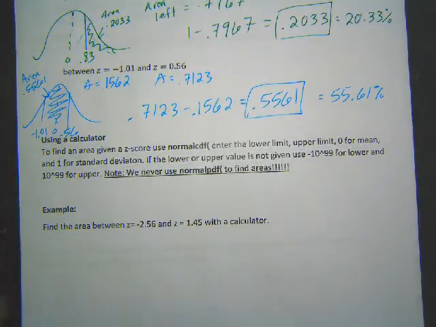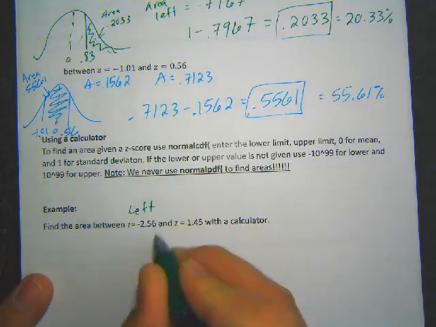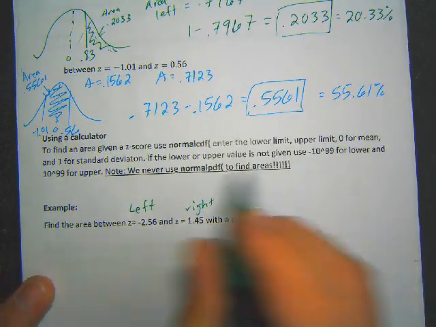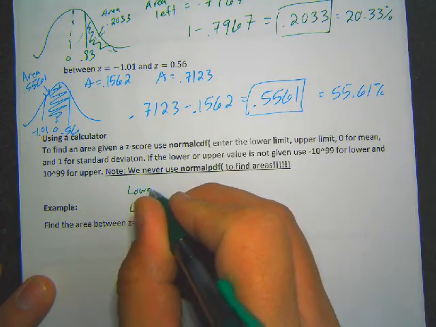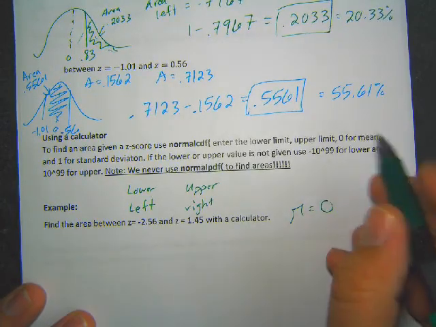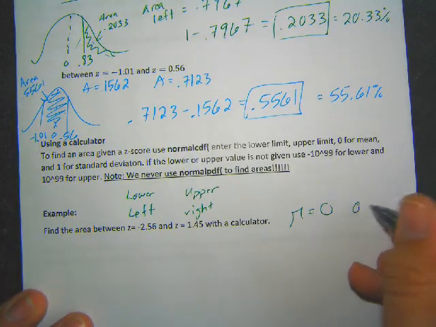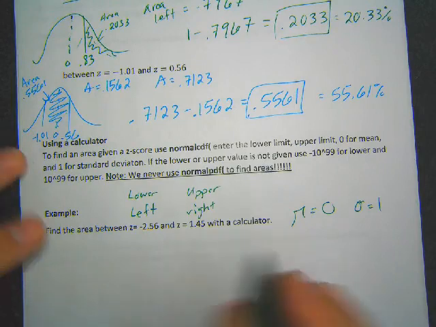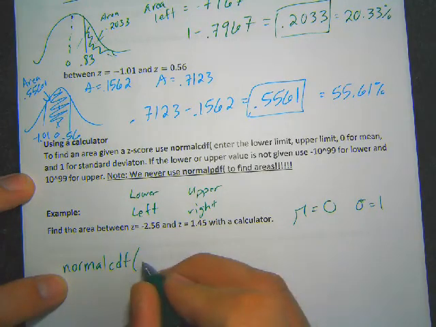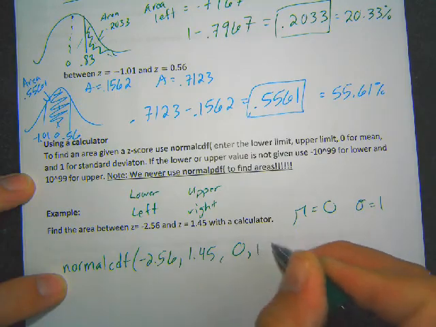So okay, let's do this once with the calculator. Again, we look for our left variable. Left is going to be this one because it's the more negative one. And this is positive, so it's going to be the right value. I should say lower and upper. And then again, the mean is going to be 0 because we're doing a z-score, standard normal distribution. And the sigma, standard deviation, is going to be 1. So when we type this in, we're going to get the normalcdf. We're going to type in the negative 2.56, the 1.45, the 0, and the 1, and then close it.